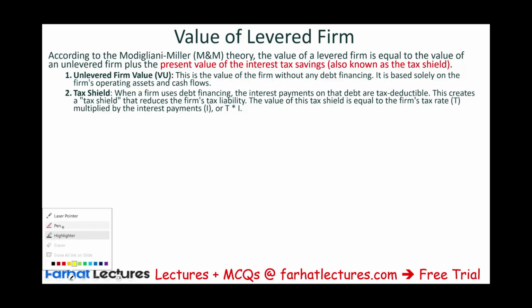I told you I'm going to talk about the tax shield and figure out how to find your tax savings. When a firm uses debt financing, the interest payments on that debt are tax deductible. And this tax deduction creates something called the tax shield, and this reduces the firm's tax liability. So let's go back to that $50 million that we had to pay in interest.